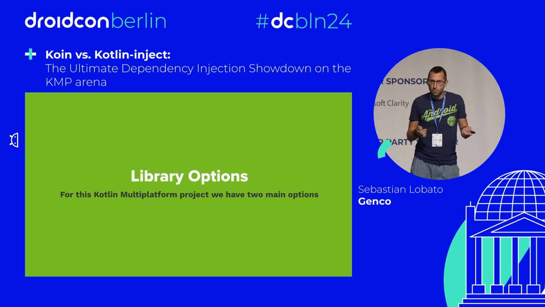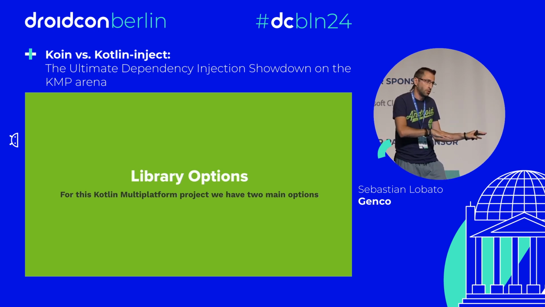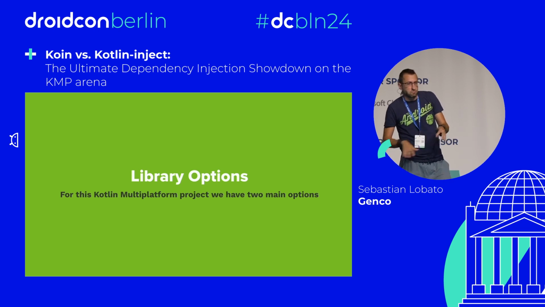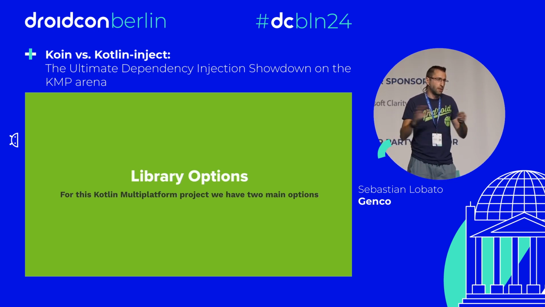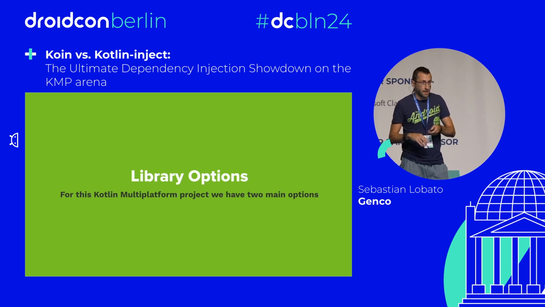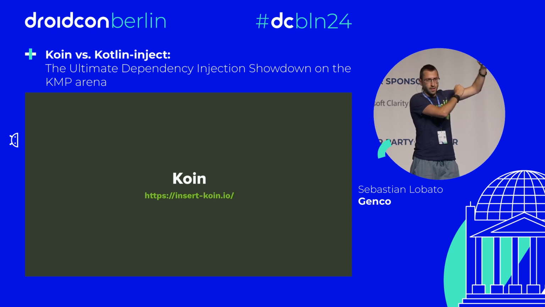But from all the other options, there is also Koin that I don't talk about in this talk, but I didn't see in any of these other libraries significant advantages compared to the ones that we are going to talk about today. So that's why I will focus only on these two, but probably most of the things that you see here are applicable to other libraries. So with that, let's get into the first contender, which is Koin.